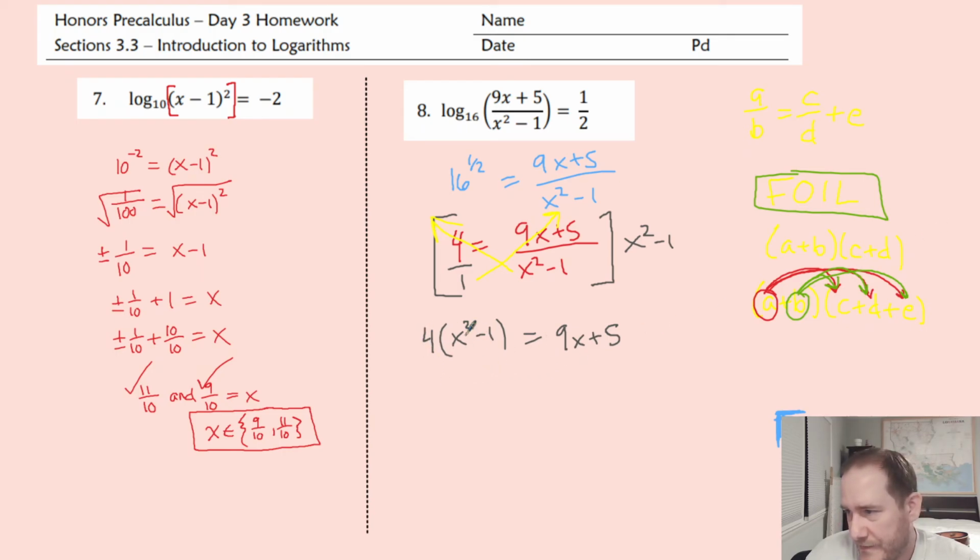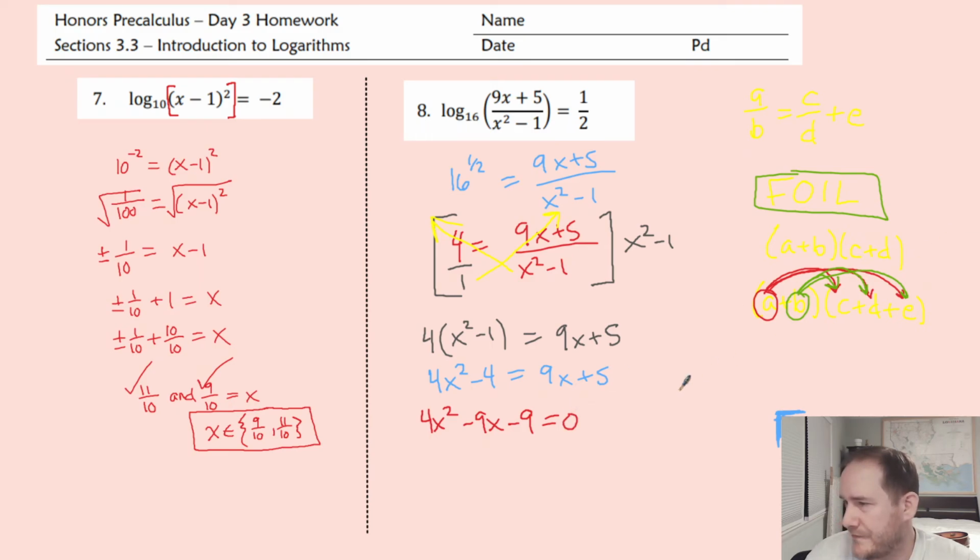Let's solve this. Obviously, distribute and get 4x squared minus 4 equals 9x plus 5. Now that you've got a quadratic, you want to pull everything over to one side, get it set equal to 0, and hopefully be able to factor. So you've got your 4x squared minus 9x. Then subtracting 5 gives minus 9, set it equal to 0.